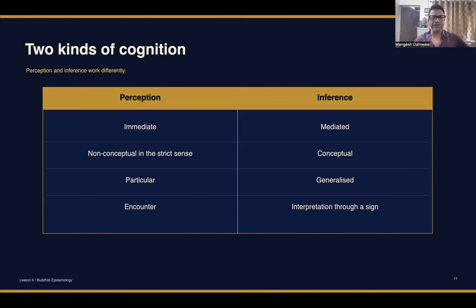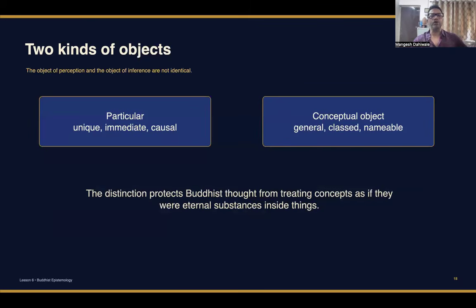Perception is immediate. It's happening all the time. It's non-conceptual in the strict sense. It's particular and we encounter it directly. But inference is mediated. It's conceptual, it's a generalized interpretation through a sign. So two kinds of objects. The object of perception and the object of inference are not identical. So what we perceive through our eyes or through our senses and the object of inference are not identical.